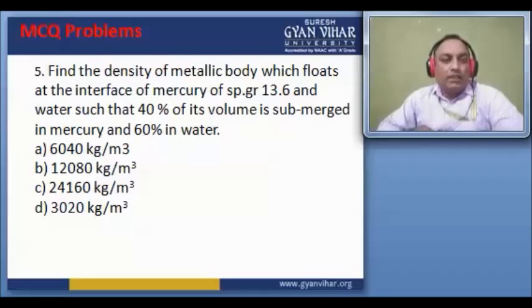Then move to the next MCQ problem, problem number 5. Find the density of a metallic body which floats at the interface of mercury of specific gravity 13.6 and water, such that 40% of its volume is submerged in mercury and 60% in water.